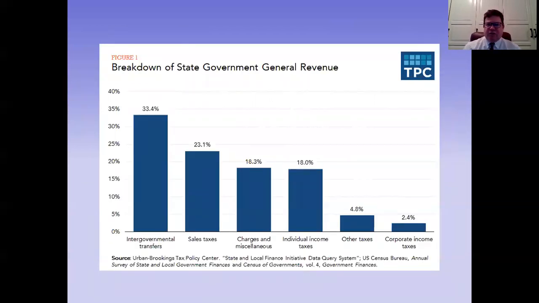some alternatives here, which are the state government general revenue. Unlike the federal government, which relies solely pretty much on the income tax and our payroll taxes, in other words, taxing individuals, we see that state governments receive about 1/3 of their budget from intergovernmental transfers, meaning coming from the federal government. And 23% of their taxes come from the sales tax, and then the income taxes we saw here as well.